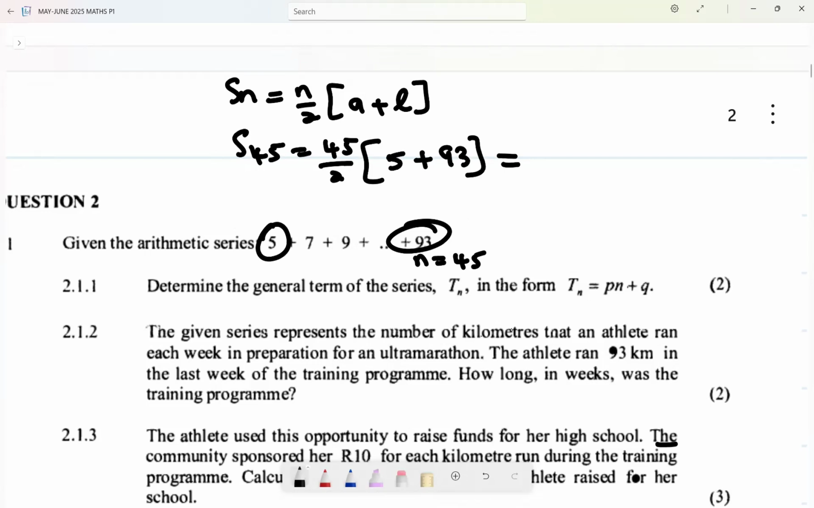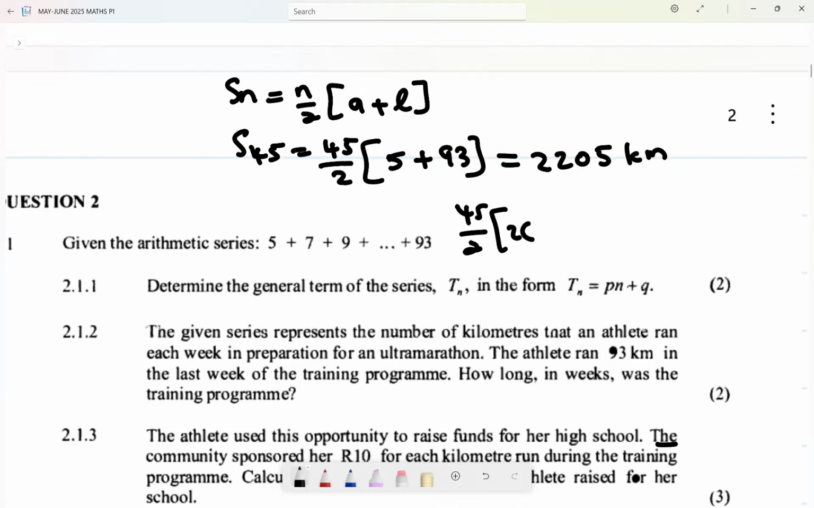So she ran these kilometers, 2205 kilometers in total. Let me quickly confirm. 5 plus 93. Okay, I get 2,205 kilometers. You can also use this formula, guys. That says 45 divided by 2, 2a, which is 5, plus n minus 1, 45 minus 1, the difference, which is 2.